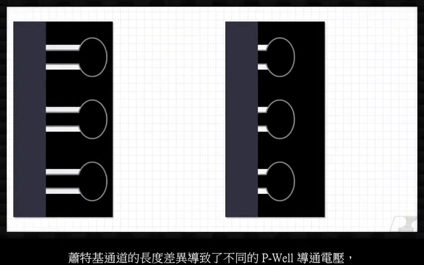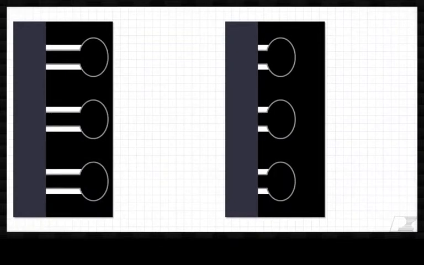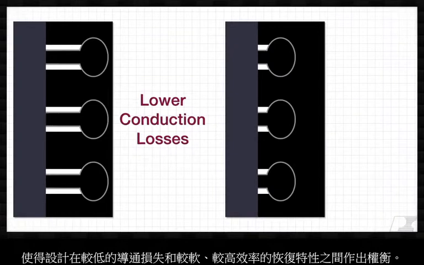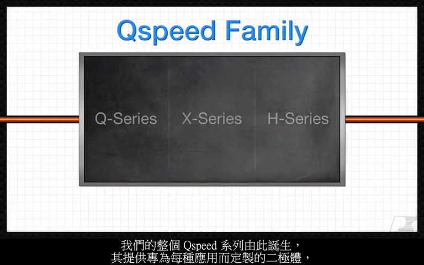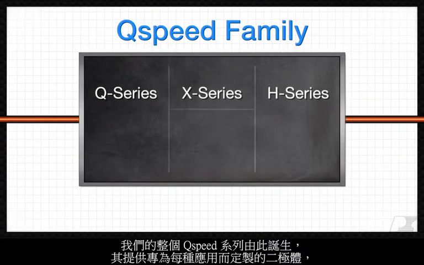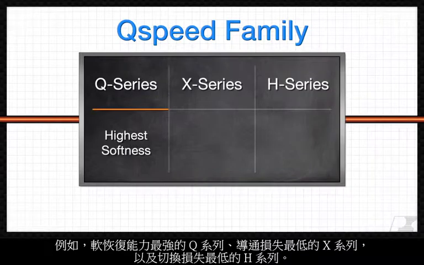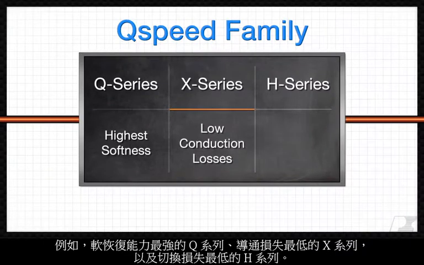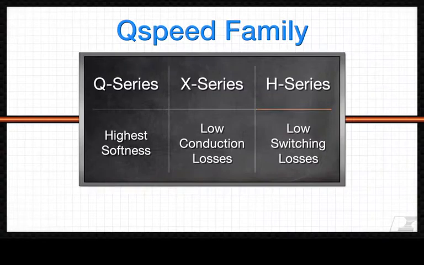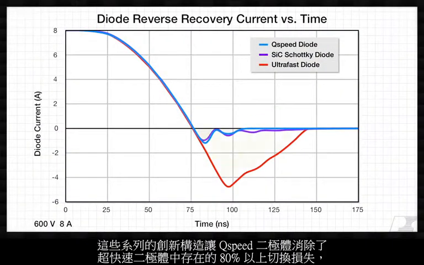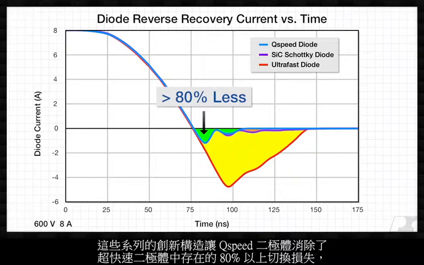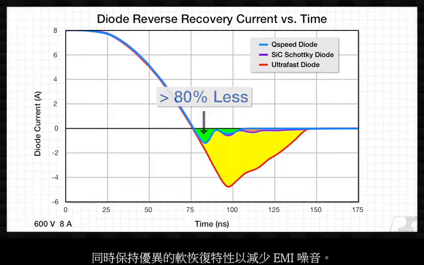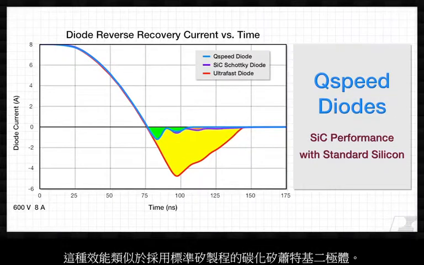Variations in the length of the Schottky channels lead to different P-well conduction voltages, allowing design trade-offs between lower conduction losses and softer, more efficient recoveries. This leads to our entire Qspeed family, with diodes customized for every application, like the softest Q series, lowest conduction loss X series, and lowest switching loss H series. Their innovative construction helps Qspeed diodes eliminate more than 80% of switching losses seen in ultrafast diodes, while maintaining excellent softness to reduce EMI noise. That's performance similar to silicon carbide Schottkys in a standard silicon process.